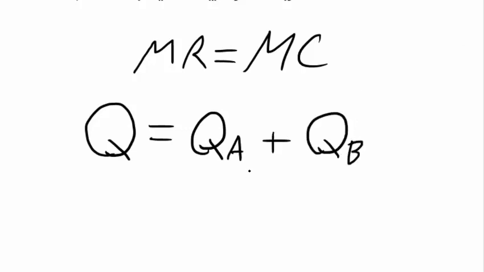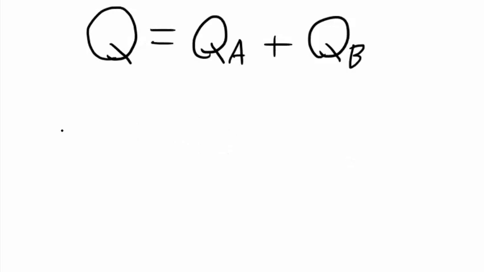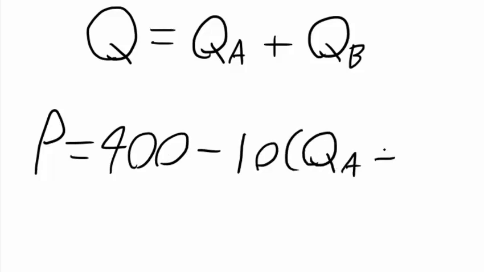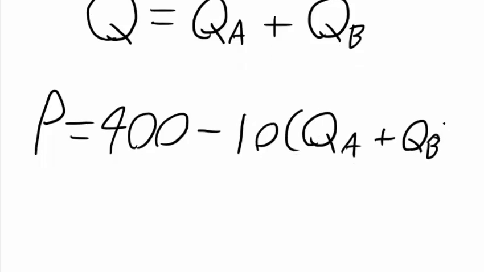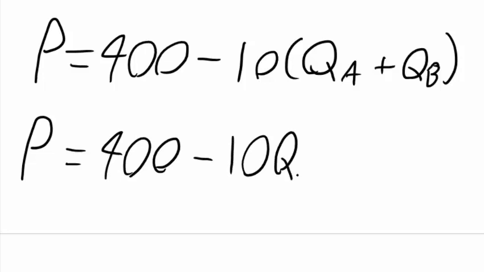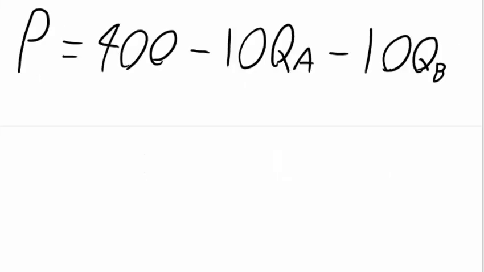And since we know this, we would have to change our price function as a result. Since big Q equals QA plus QB, we want to plug that into our price function. Our price function was P equals 400 minus 10 times QA plus QB. If we distribute that negative 10, we have P equals 400 minus 10 QA minus 10 QB. So this is our price function when taking into account both firms and their quantity.